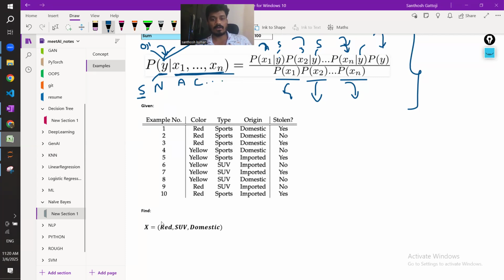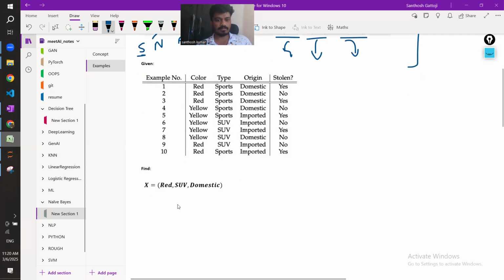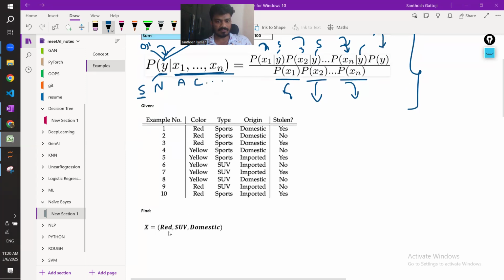Now given this, what is the probability if given a red SUV domestic? There is no such combination here; a red SUV domestic is not there. So I'm saying a new car comes that is red color, an SUV, and domestic. What is the probability that it is stolen? Whether it is stolen or not, we need to tell. Is the problem statement clear?